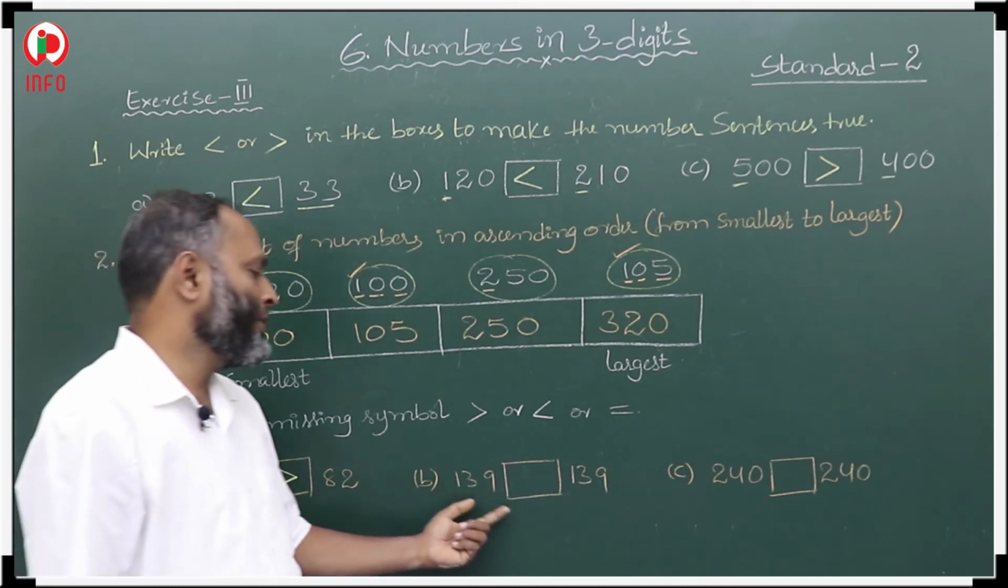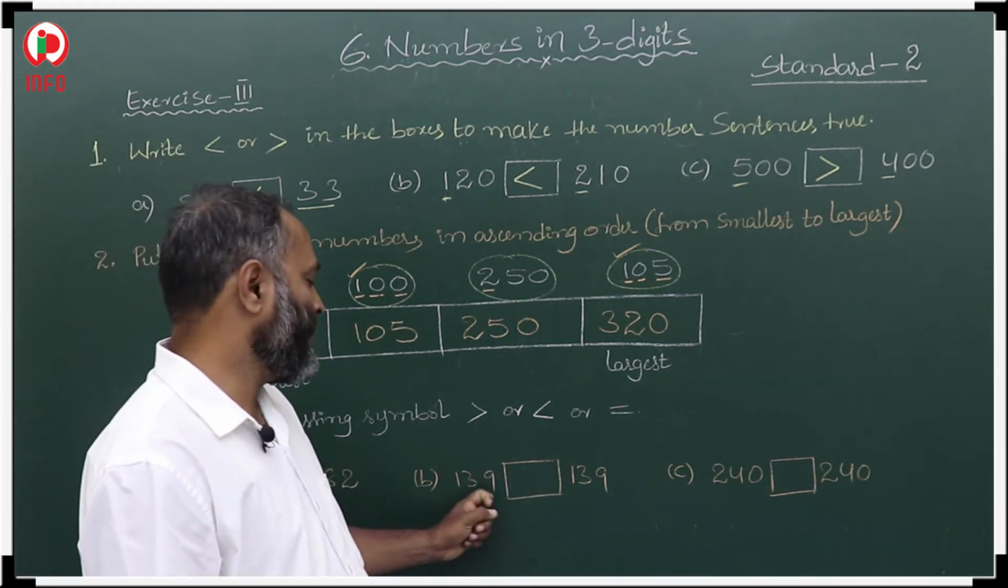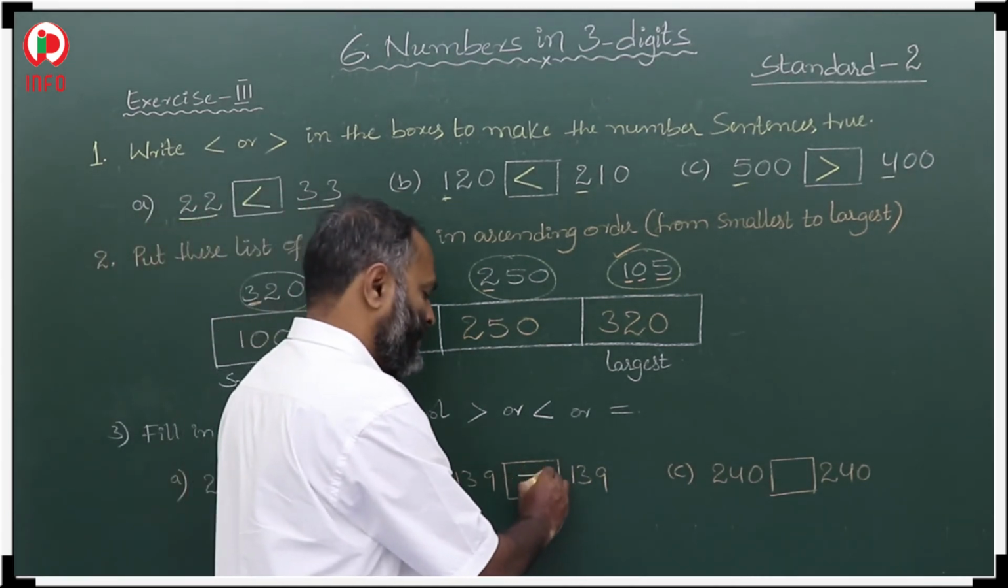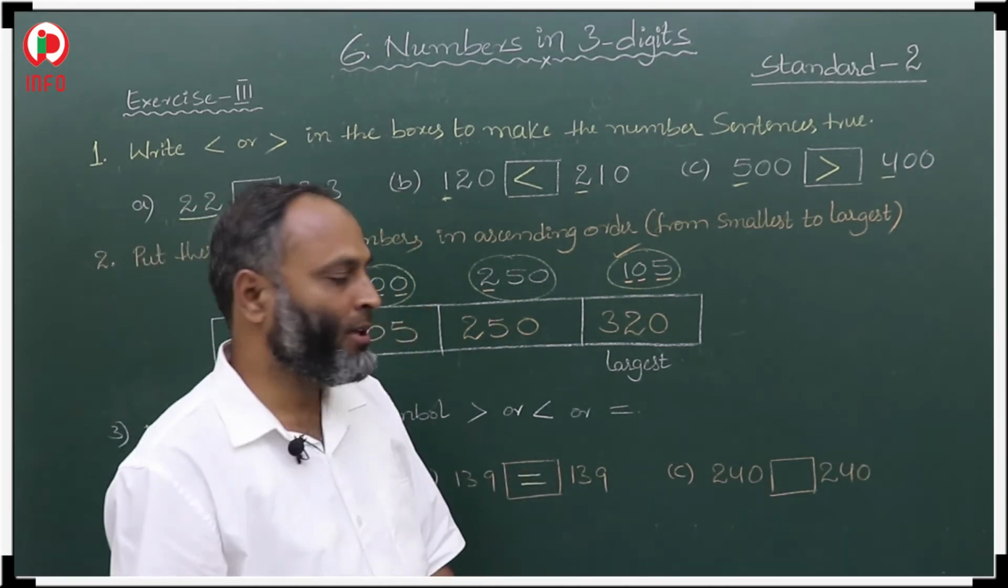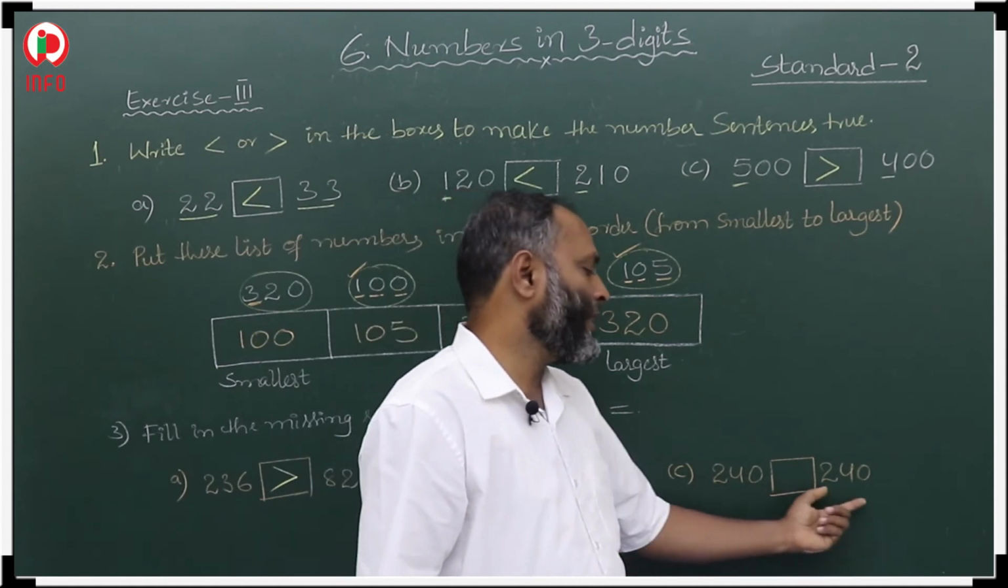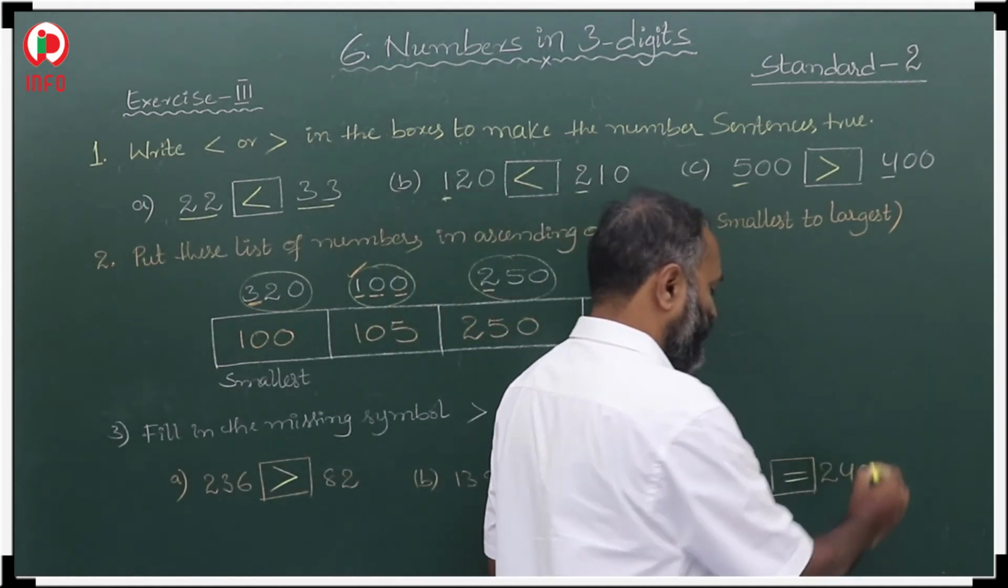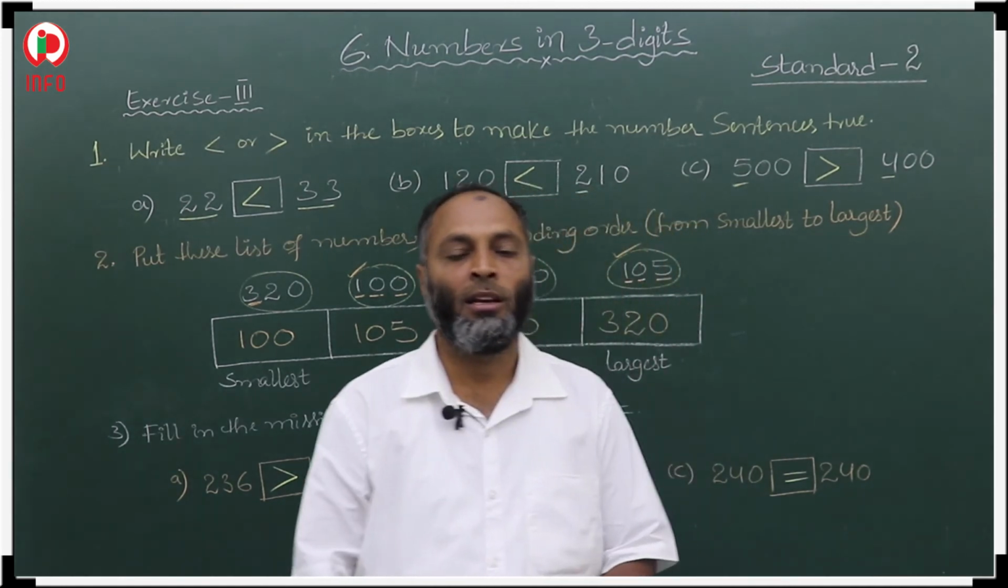Now here, both are 3-digit numbers, 139 and 139. The same numbers means equal to. Equal to symbol we have to keep. Here, 240 and 240. Both are equal. Means equal to symbol we have to keep. Okay? Okay, students.